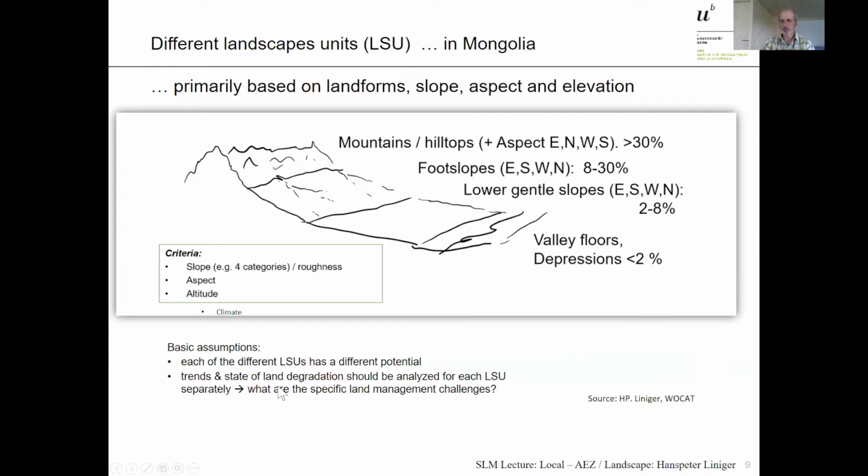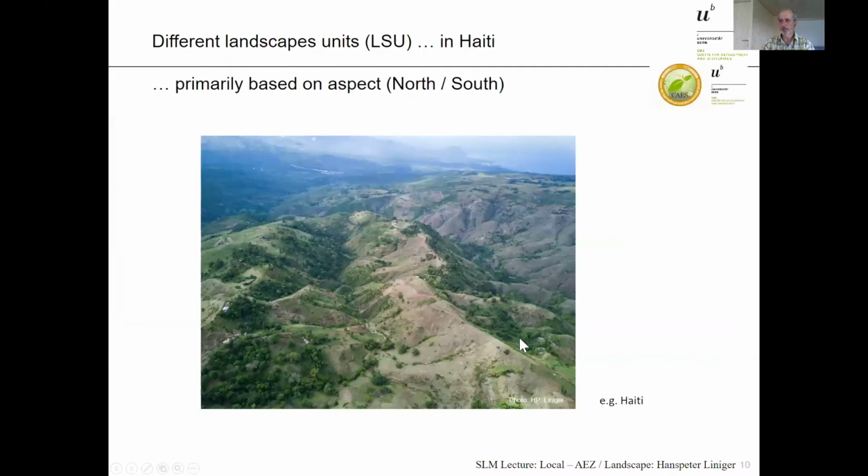Trends and the state of the degradation should be analyzed for each landscape unit separately. We cannot mix them. They have different states and different potentials. And we also would have to look at it in terms of sustainable land management and then say, okay, what are the specific land management challenges and opportunities that we have in each of these landscape units?